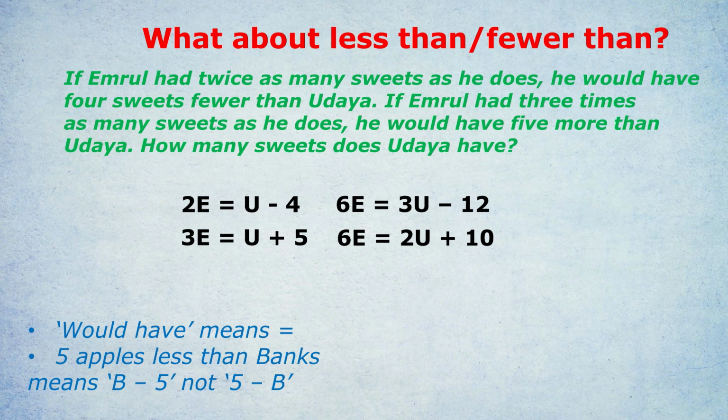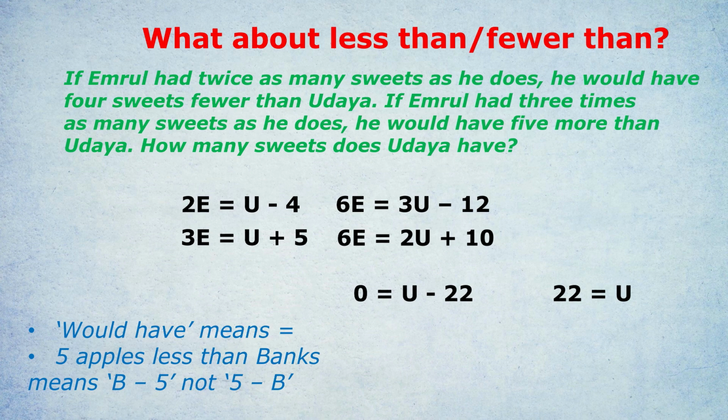6e take away 6e eliminates the e's and gives us 0. 3u take away 2u leaves us 1u. And minus 12 take away 10 is minus 22. So we have 0 equals u minus 22. And of course, adding 22 to both sides, we know that u, or Udaya, has 22 sweets.